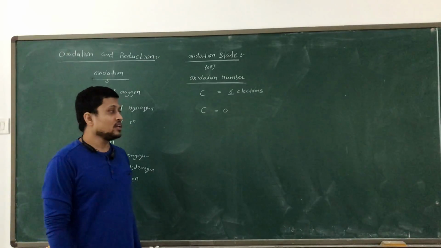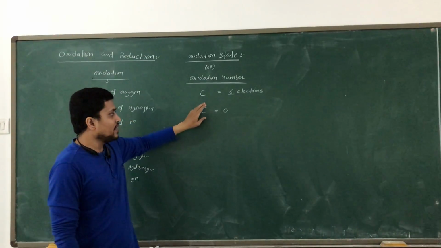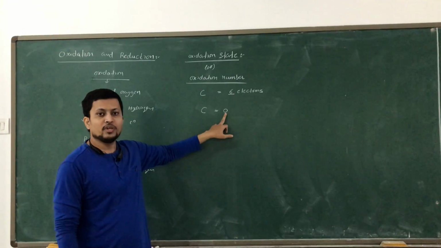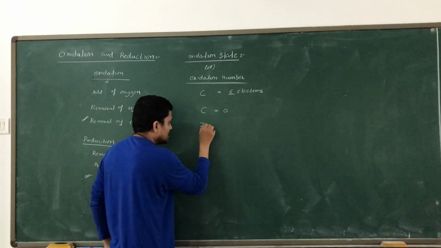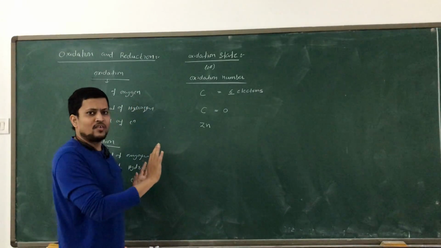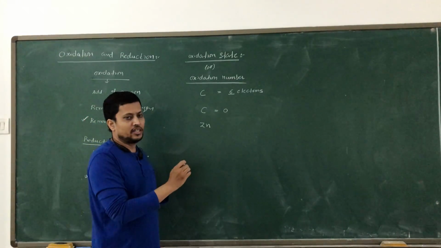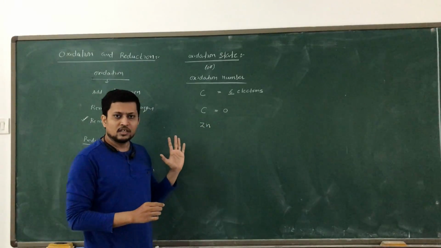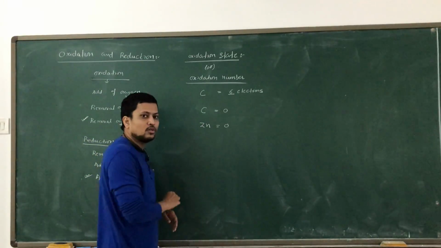So if the number of electrons that has to be present is present, then the oxidation state or number is going to be 0 for that element. Suppose I am writing zinc, in which an equal number of electrons are present. How many electrons are there in zinc? 30. So if 30 electrons are present in zinc, then the oxidation state of zinc is 0.